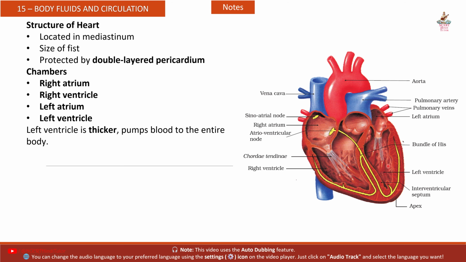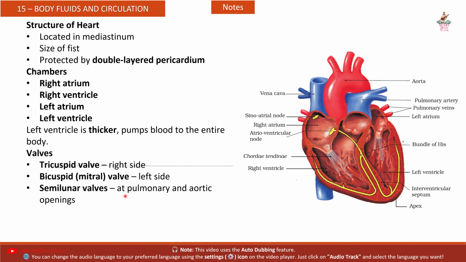Valves: tricuspid valve, right side. Bicuspid or mitral valve, left side. Semilunar valves at pulmonary and aortic openings. Blood vessels: aorta, the largest artery. Vena cava, the largest veins.